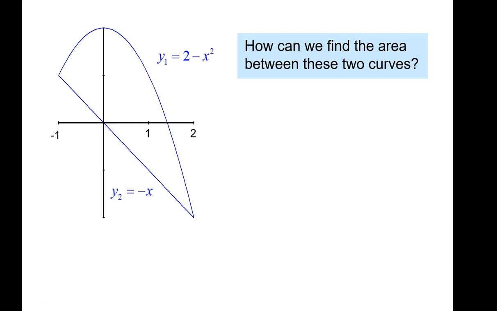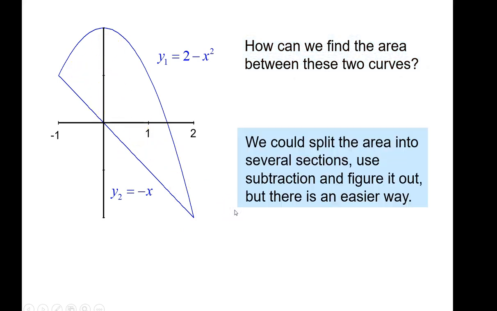All right, so what if we're looking at two curves that intersect at certain points, and we want to find the area between, or bounded by, these two curves? I've got the function y equals 2 minus x squared and y equals negative x. These are the two functions, a parabola and a line, and they intersect at two places. We want to find the area bounded by these two curves.